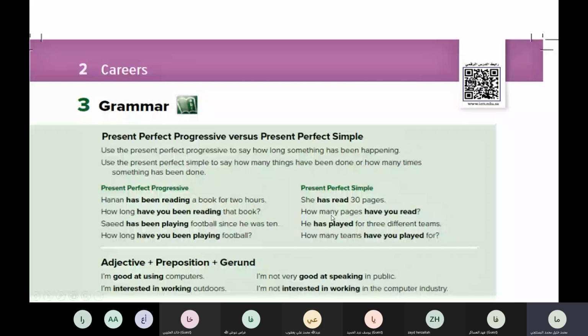Good. How long have you been playing football? I have been playing football since last year, since I was 11. Now, if you want to ask about the teams which you have played with, how many teams have you played for? I have played for 3 teams, 3 different teams, 4 teams. Okay, so this is about the present perfect and present perfect progressive.